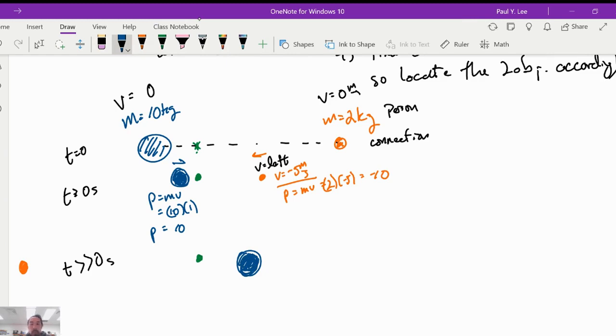All right, so things to look out for here: locate the center of mass and make sure your center of mass always stays in the same position, and then distribute your objects accordingly. And if you have to do a little bit of math, make sure that the momentum of the system does not change. So our initial momentum was 0 and it remains 0.